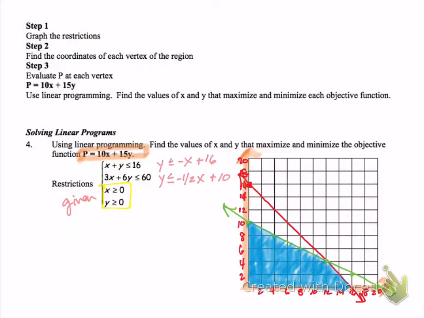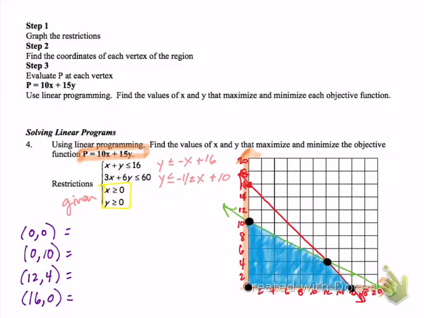Okay, my next step is to find my vertices. So step number 2, find the coordinates of each vertex. So I have 1, 2, 3, 4 of them. And I'm going to write those ordered pairs out to the side. So my first one is 0, 0. The top one would be what? 0, 10. Then I go to the right, I have 12, 4. And the last one is 16, 0.